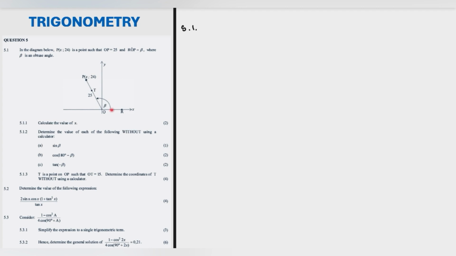To calculate the value of X, let's redraw this diagram. We redraw it with your P, your O there, and there you have your beta. You have 90 degrees. They told you that entire length is 25. And you have X and you have 24. Right, that's what we know for now.